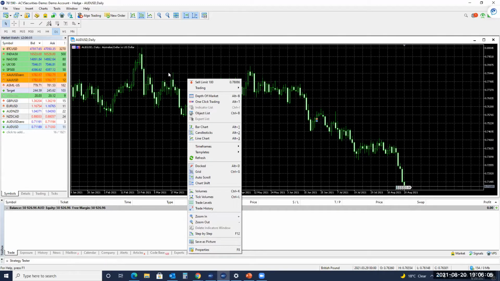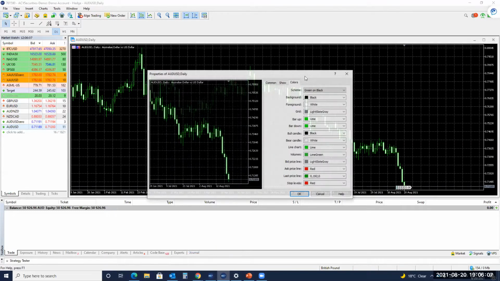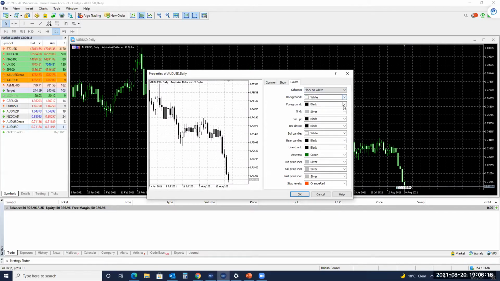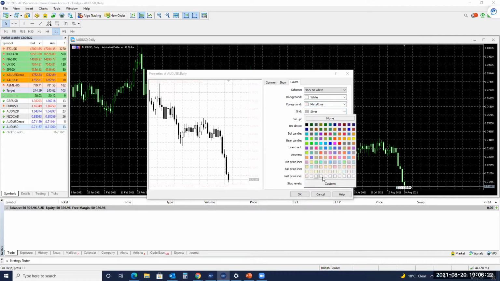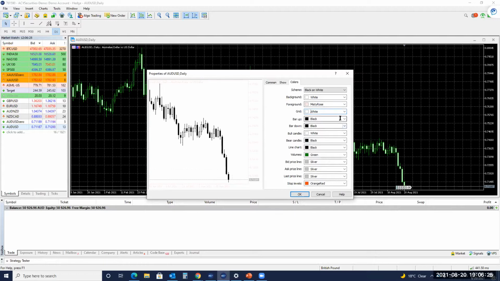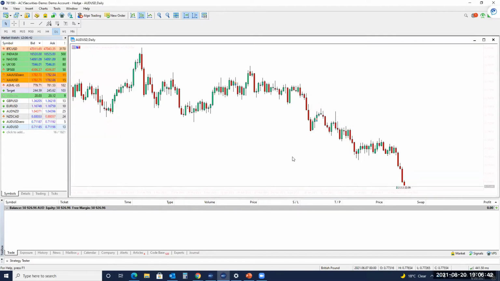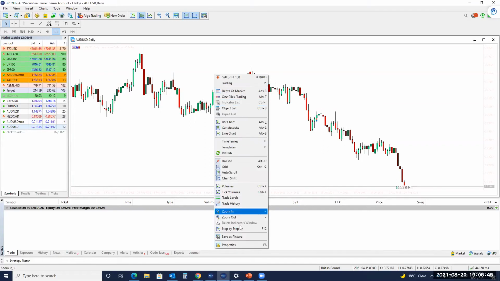The first thing we're going to do is right click and head over to properties. From there, we can utilize whichever color scheme we wish. What I like to do is have a white background and a clear foreground. I do not like to have a grid, and again, this is down to personal preference. For my bull candle, I like to have it green. For my down, my bear candle, I like to have red. And that's pretty much as simple as it comes for the chart I like to set up.